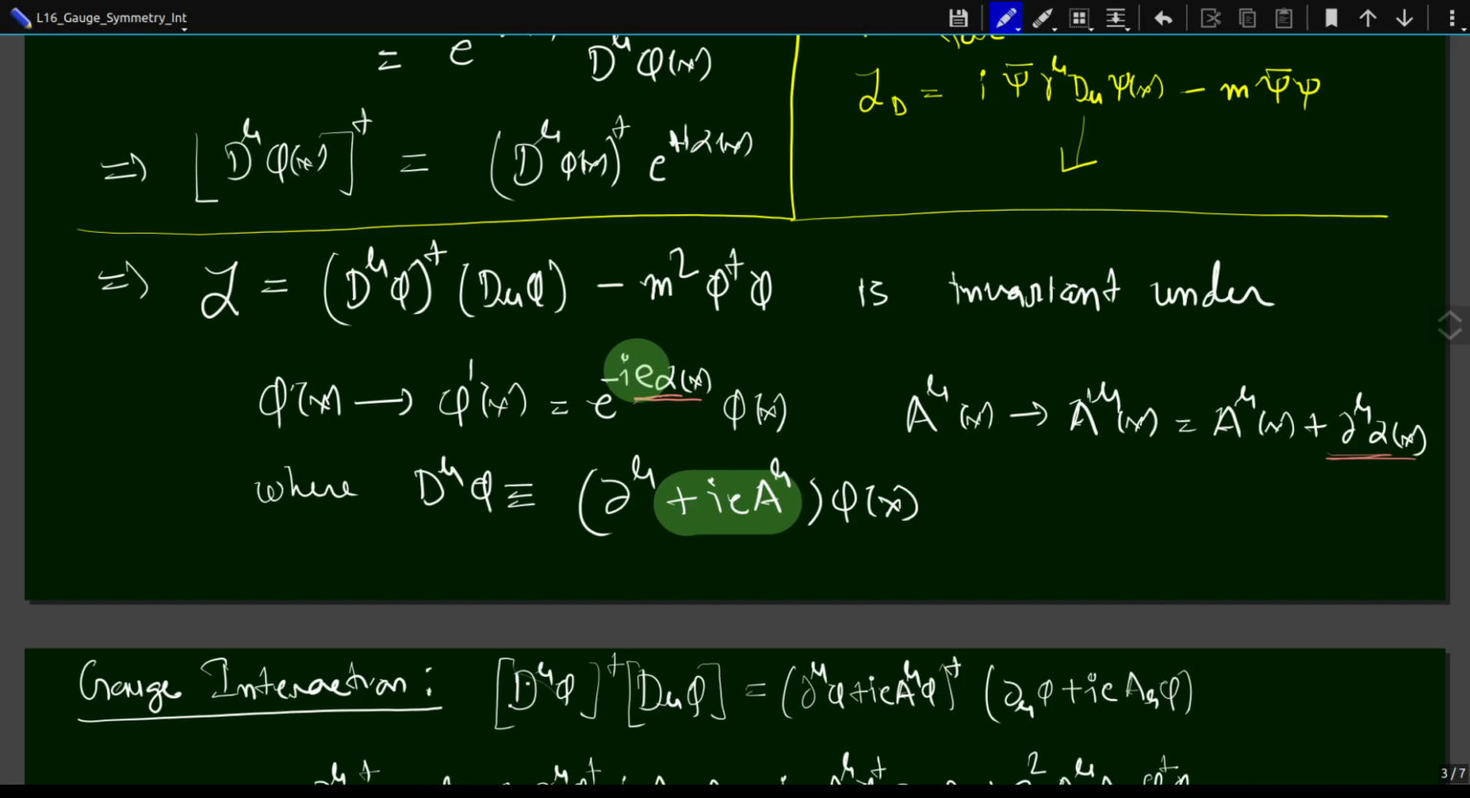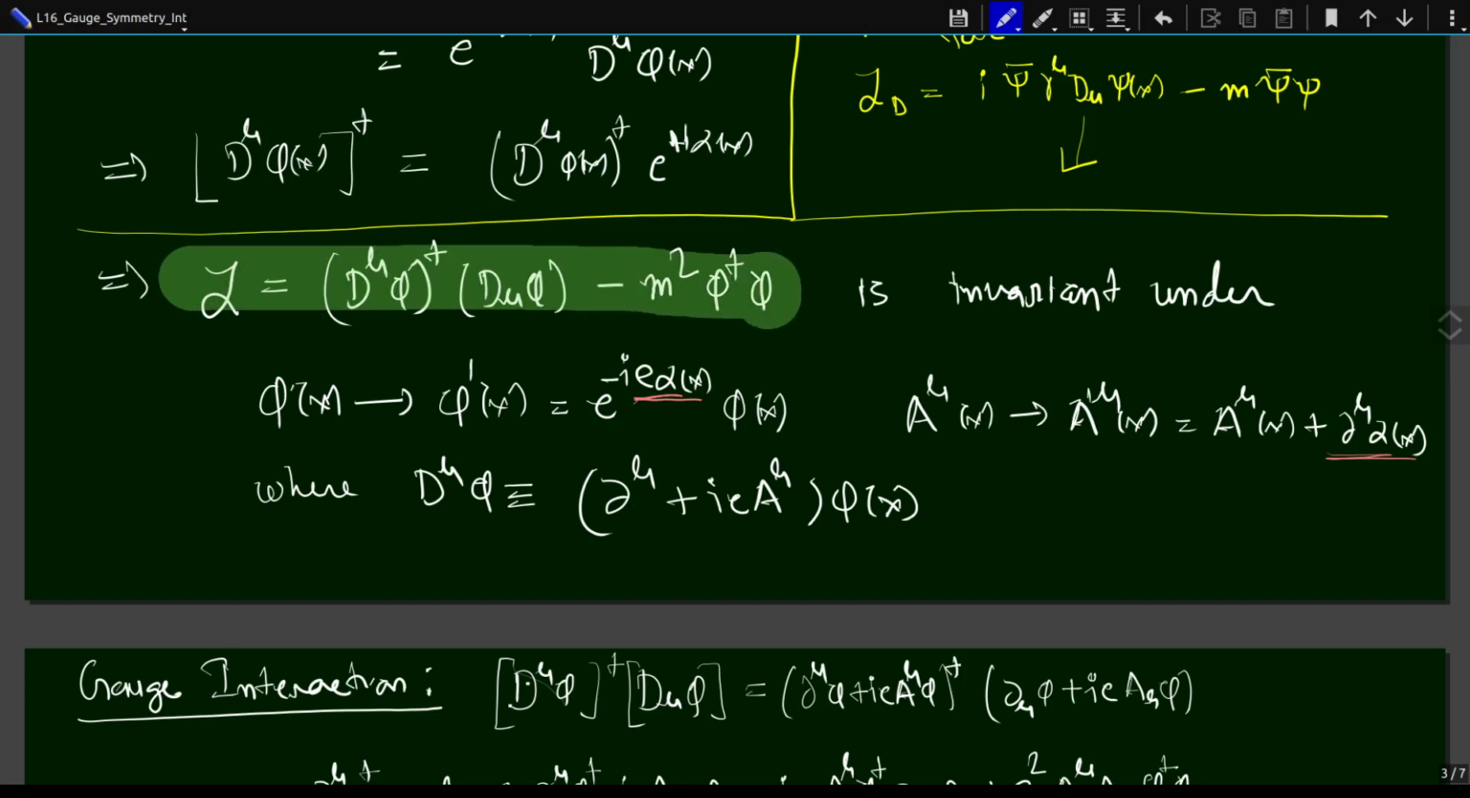E is what defines the value and the sign of the charge of the field phi, while alpha of x defines the amount by which it is changing. Okay, this is the pure gauge transformation, and that's why it is appearing in the transformation of the gauge field as it is. So with this definition, I will say that a gauge invariant theory can be written like this.